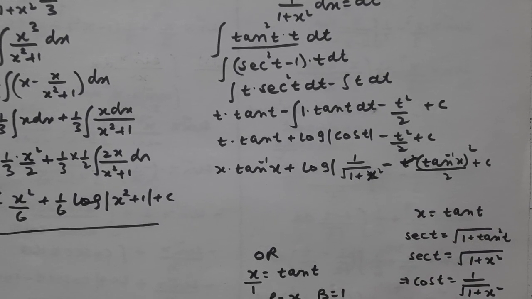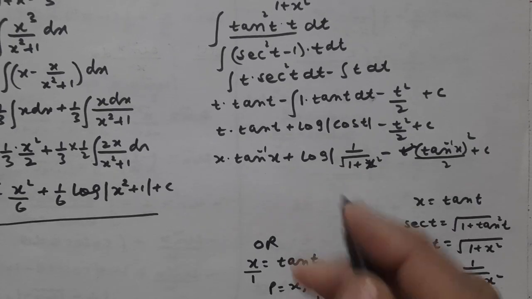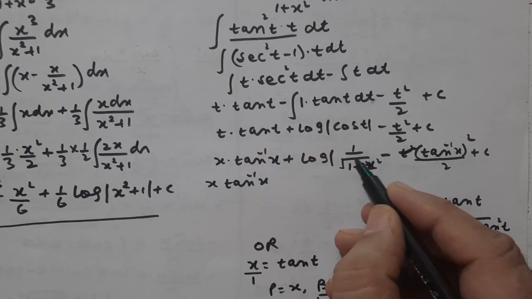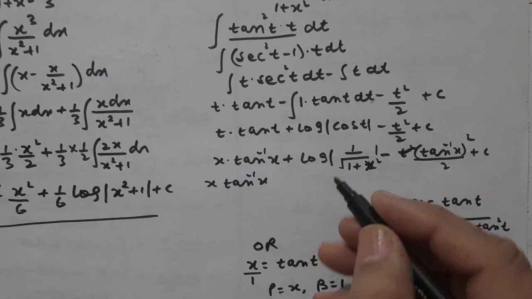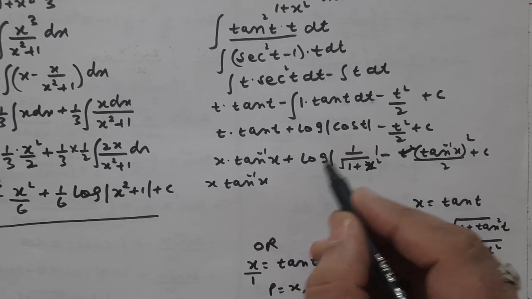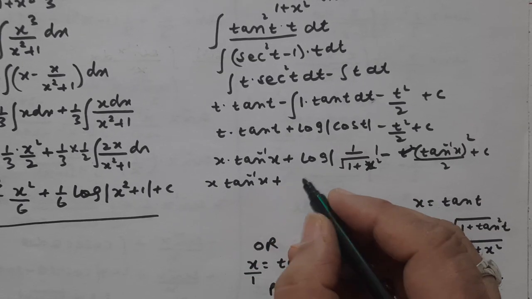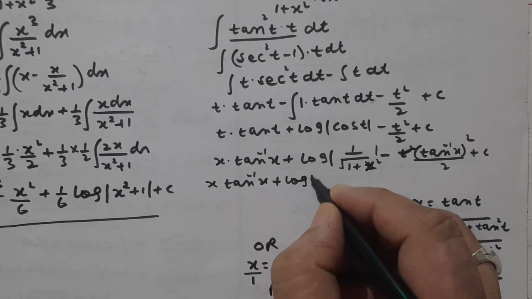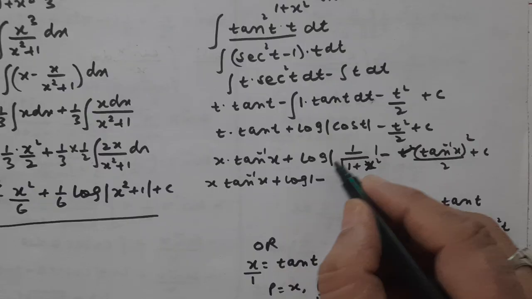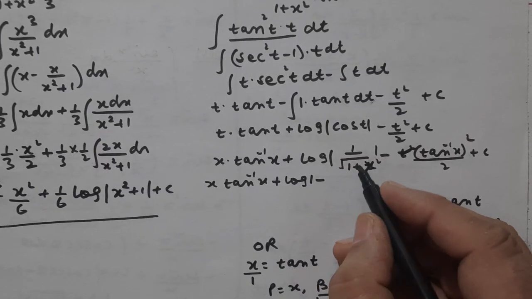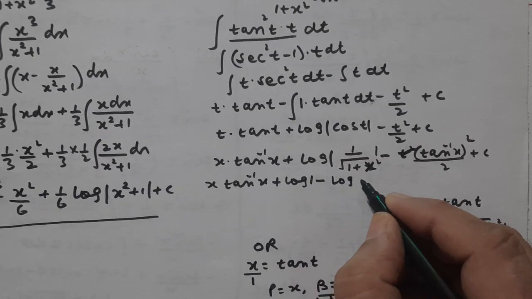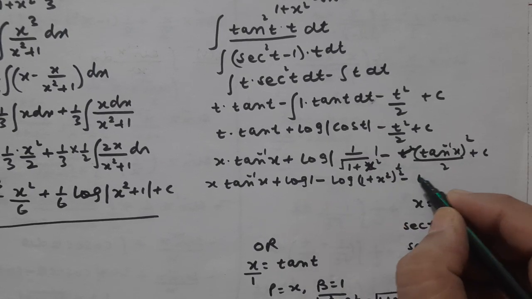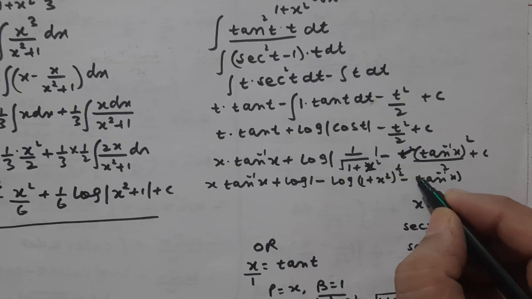If we want, we can write one more step. Let me write it here to match the answer. This is log m by n. Log m by n is log m minus log n. So what is log 1? Log 1 is 0. I write the complete step: log 1 minus log under root 1 plus x square, that is log of 1 plus x square with its power half, minus tangent inverse x whole square upon 2, as it is.